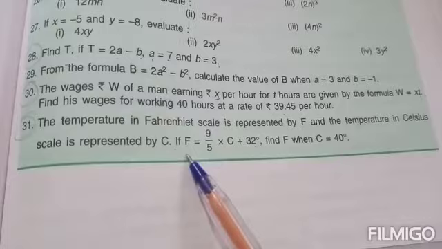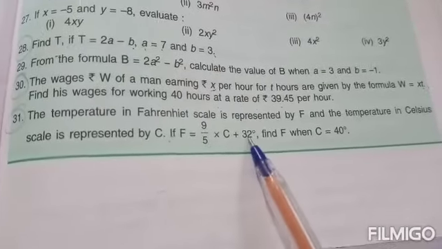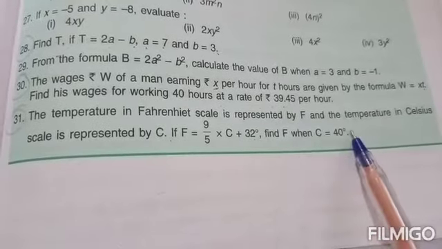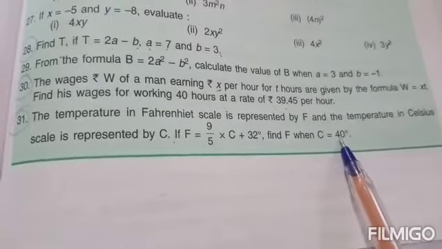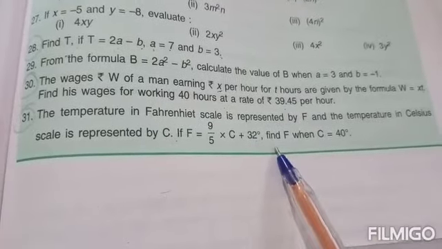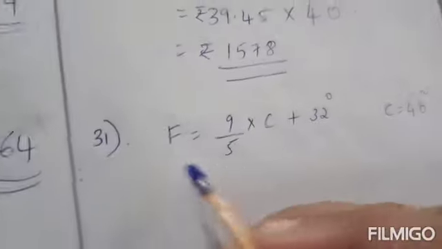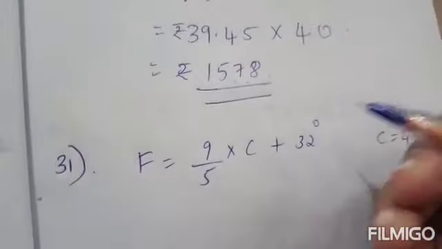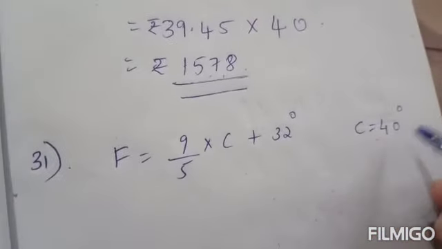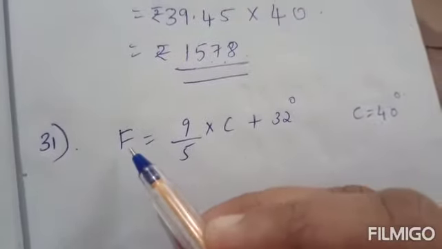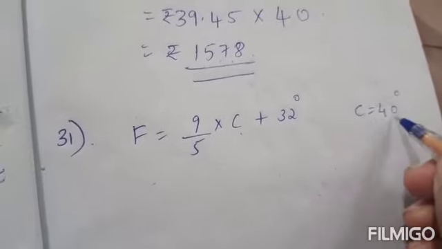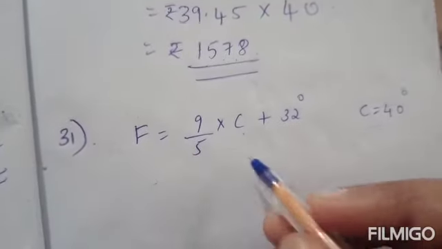F = 9/5 into C plus 32 degree. You need to find F when C = 40 degree. If the C value is 40 degree, you need to find the value of F. This formula is given in the question. So you can substitute for C, 40 degree, in this equation.